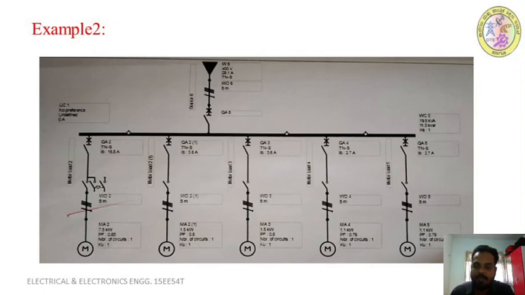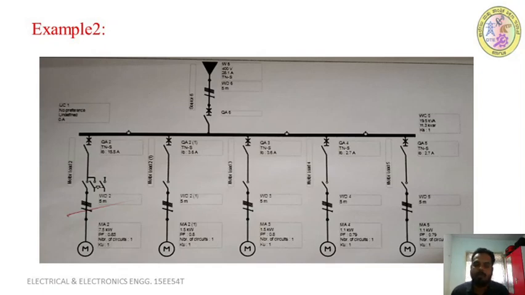From the DOL starter terminals to the motor we will connect the cable. Same case in the case of motor 4 and motor 5 also. Every non-conducting part of this, motor terminals or body of the starter, body of the energy meter, and body of the panel board, everything must be connected to the earth by using earth wire.